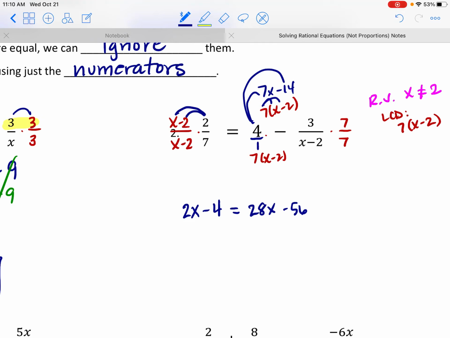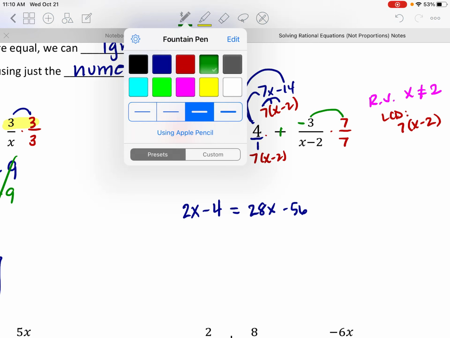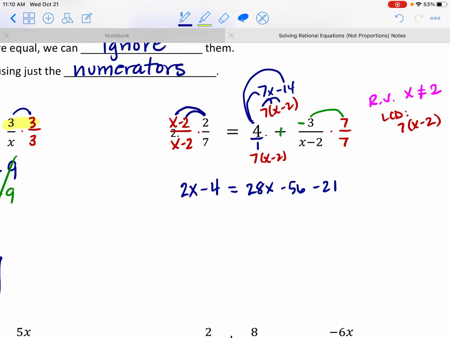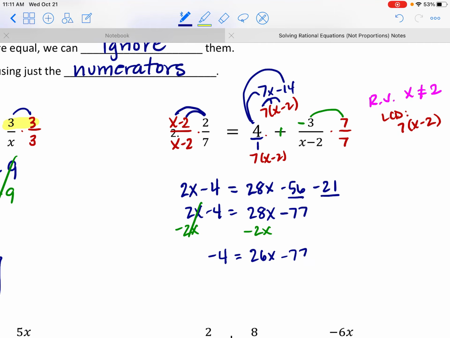And then lastly, we've got a negative. Be careful with that negative, it goes with that 3, and we're going to multiply it by the 7, so that's going to give us a negative 21. And there it is, no fractions left, and so we're just trying to solve this linear equation that remains. So 2x minus 4 on this side, 28x, and I'm going to go ahead and combine these like terms. It's going to be minus 77 on the side. Let me get my x's together by subtracting these two over. So now I'm at negative 4 equal to 26x minus 77. Let's get rid of that 77 by adding it over.